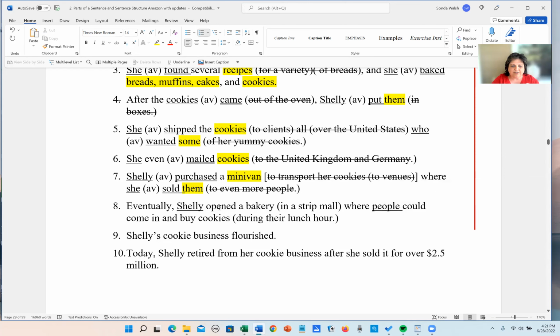Okay, what did Shelley do? She opened. That is a verb. And people, what did people do? People could. That is part of the verb. Come is a verb, and buy is a verb. Okay. All right, so we need to identify the types of verbs that we have. So opened is an action verb, and could, come, and buy are action verbs. Could is the helping verb.